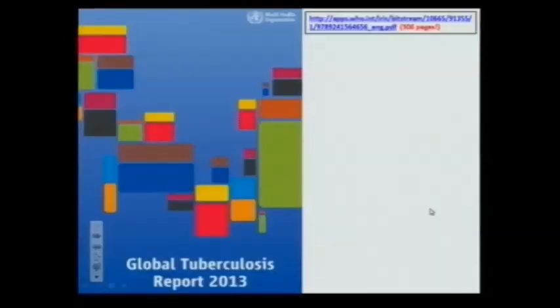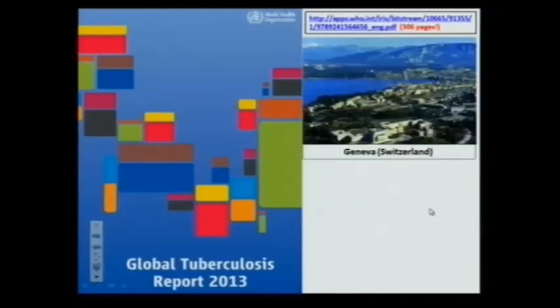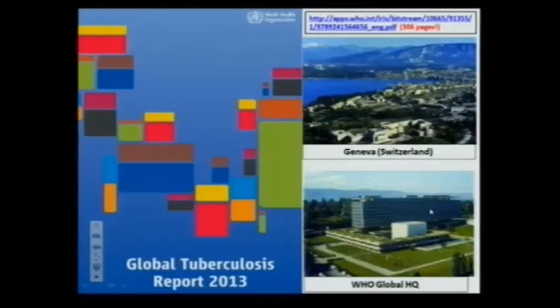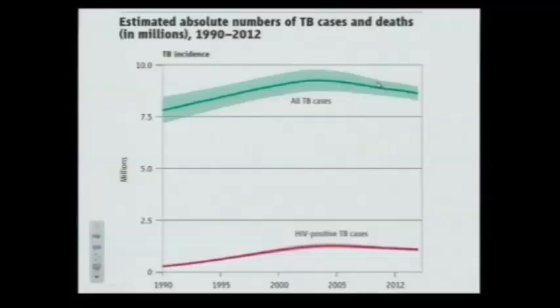How do we know how much TB there is in the world? Because WHO gives us data. Where's WHO? It's in beautiful Geneva, Switzerland, and here's the headquarters for WHO. Those mountains in the background, by the way, are in France, and this is the other side of Geneva. Those mountains are also in France. So Geneva's at the end of this beautiful lake, but in the corner near France.